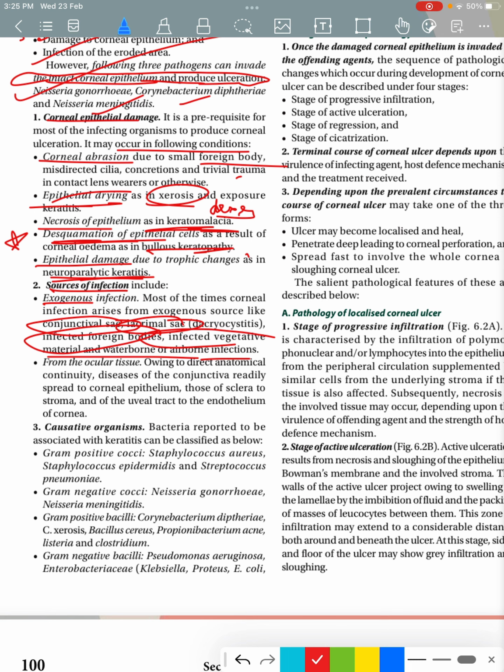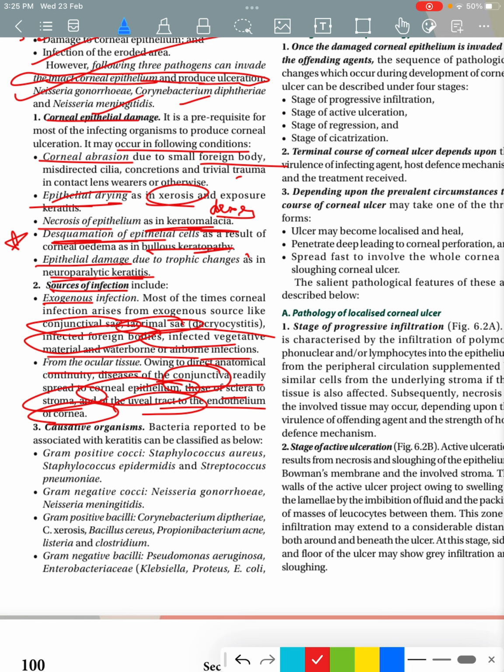Okay, then from the ocular tissue itself, disease from the conjunctiva can spread into the corneal epithelium. Okay, those are sclerotic. Then it can track to the endothelium of the cornea. So from the nearby surface you can also get infected.